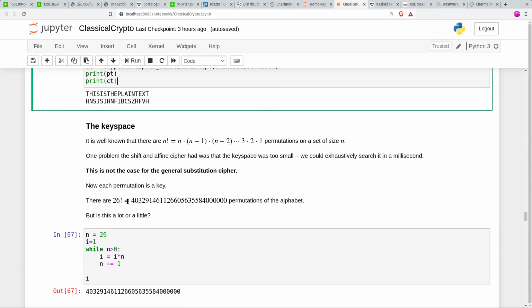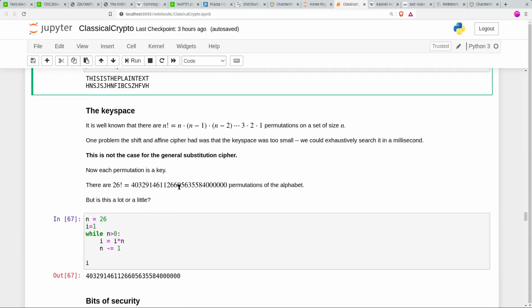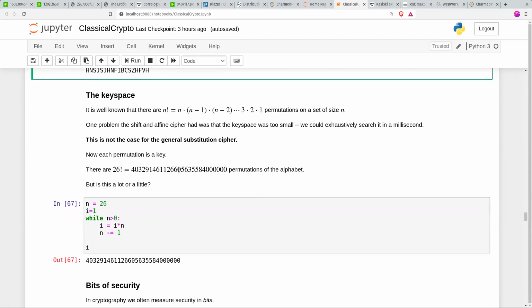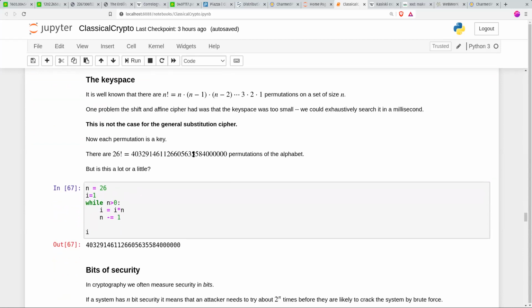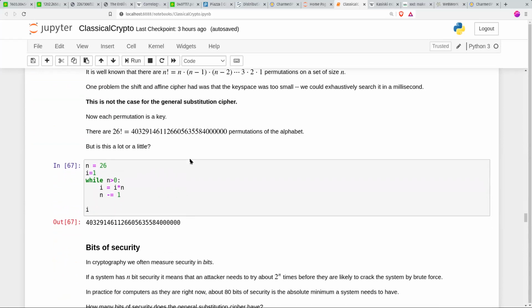So 26 factorial is this number that I don't even know how to pronounce. It looks pretty big. You have to be a little bit careful about how big it really is for the purposes of cryptography. So you have this number. Is it a lot or a little? It turns out that this is a lot, even by cryptographic standards.